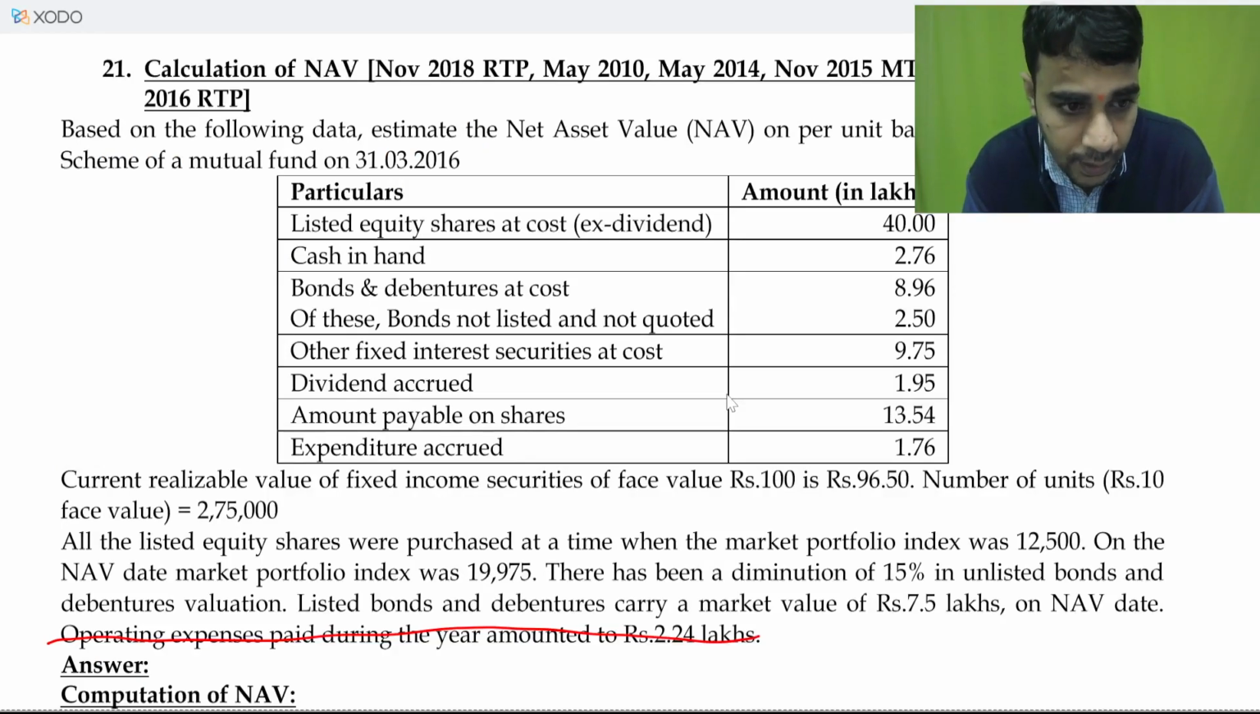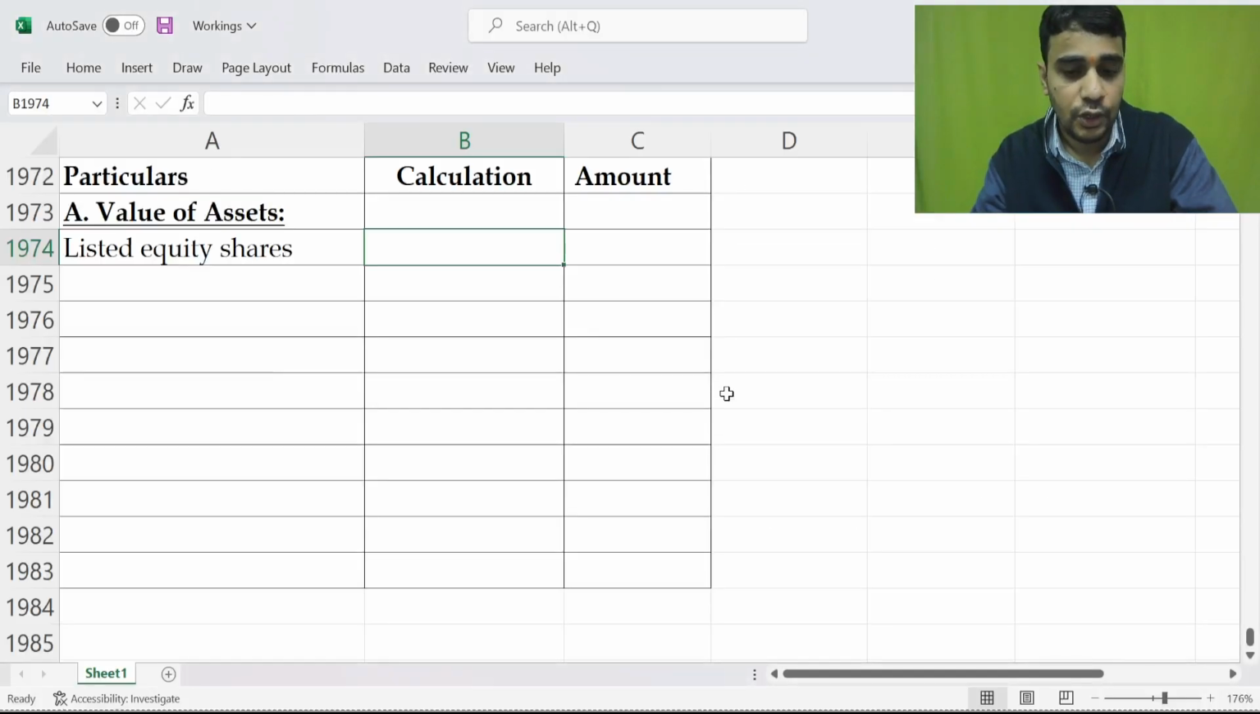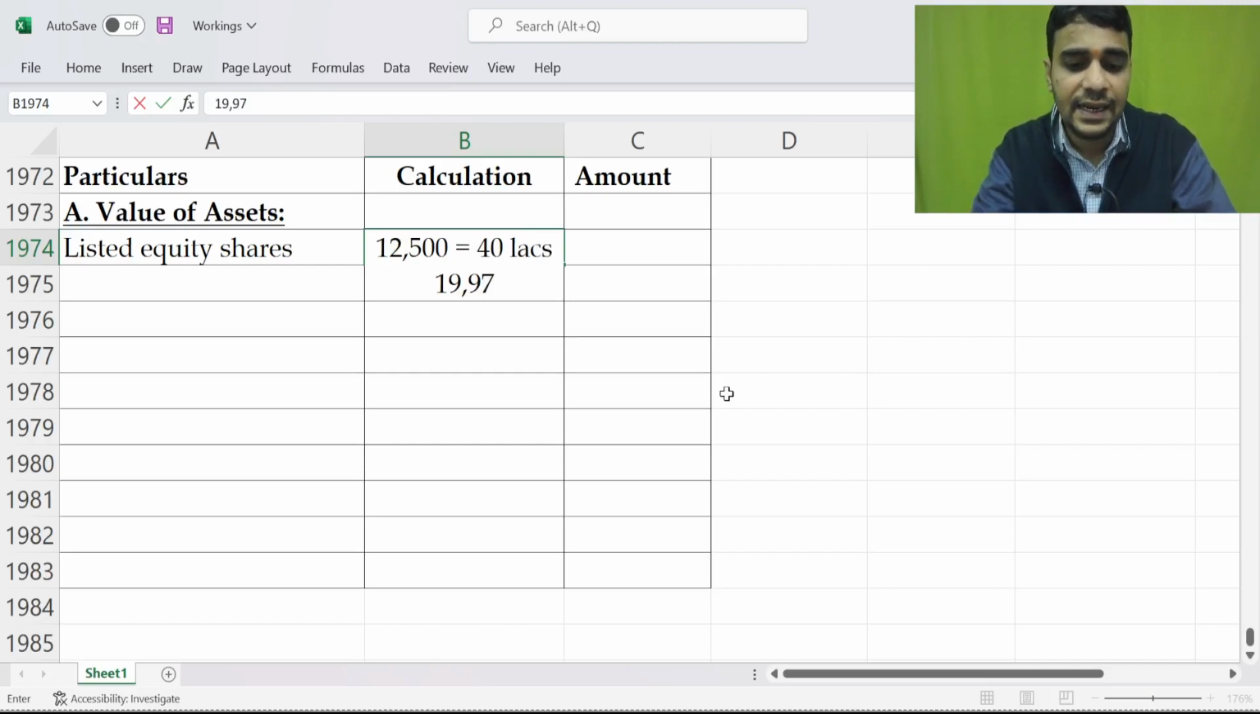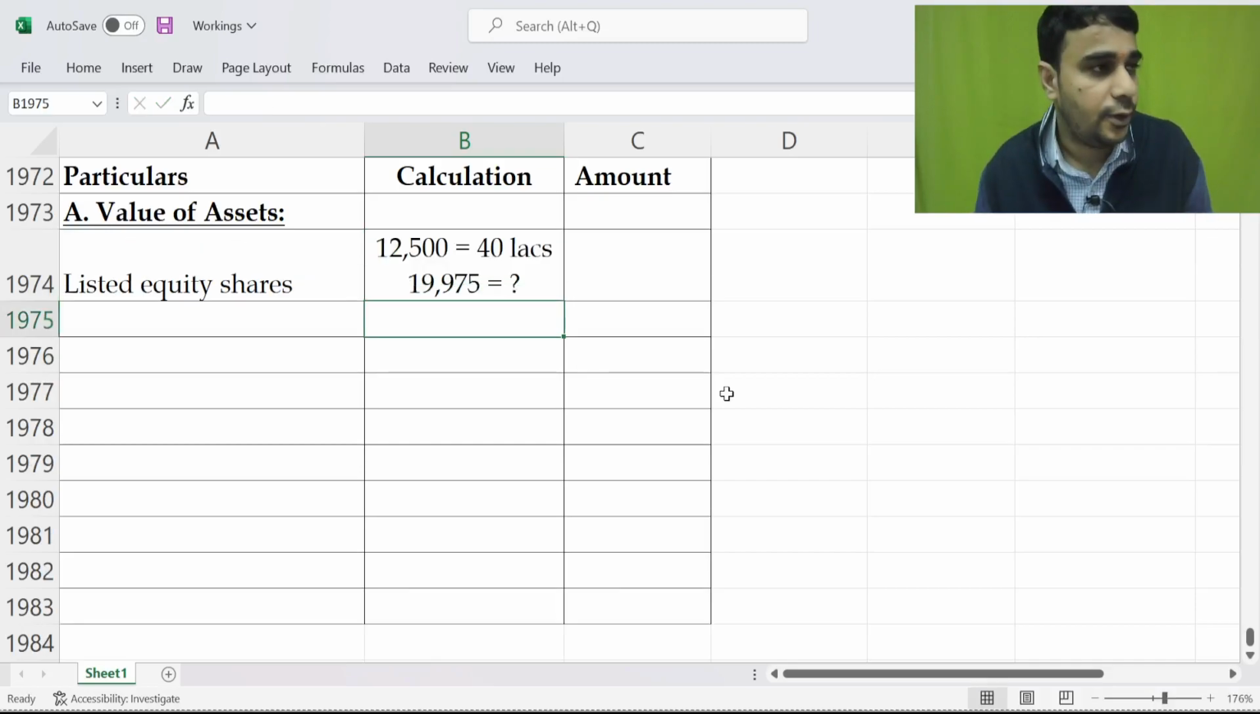Below they are saying all the listed equity shares were purchased when the market portfolio index, technically Nifty, was 12,500. Today the Nifty is 19,975. The best way of valuing my portfolio is getting to know what the shares in my portfolio are and what their prices are. A proxy for that is, if the market has gone up by 10%, my portfolio will also go up by 10%. That's a proxy valuation. So what we are going to do is: 12,500 is equal to 40 lakhs, 19,975 is equal to question mark, today's value.